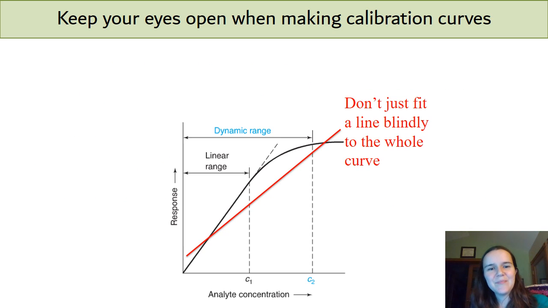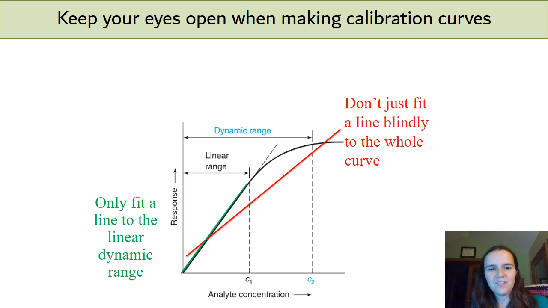The other thing is to keep your eyes open when you're making a calibration curve. A lot of times you'll see a curve like this, where it's rising and then it's going to level off. So don't just blindly fit a line to the whole curve. This red line that I've drawn on top of it is what Microsoft Excel will tell you is the linear trend line for all of this data, but clearly it doesn't fit well. So you need to only fit a line to the linear dynamic range, or the green area there.